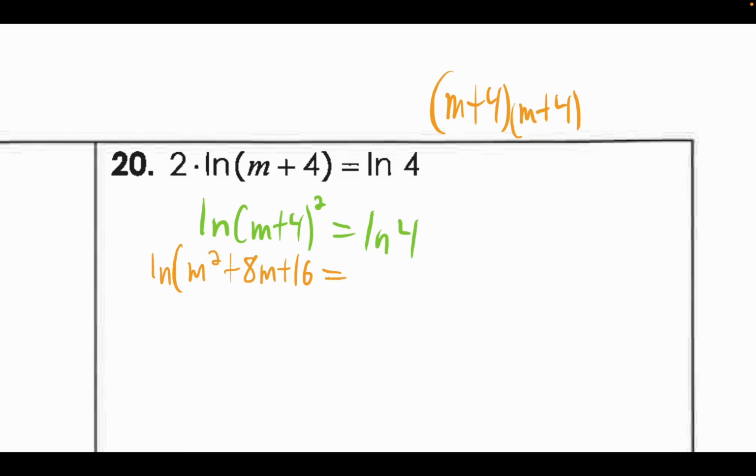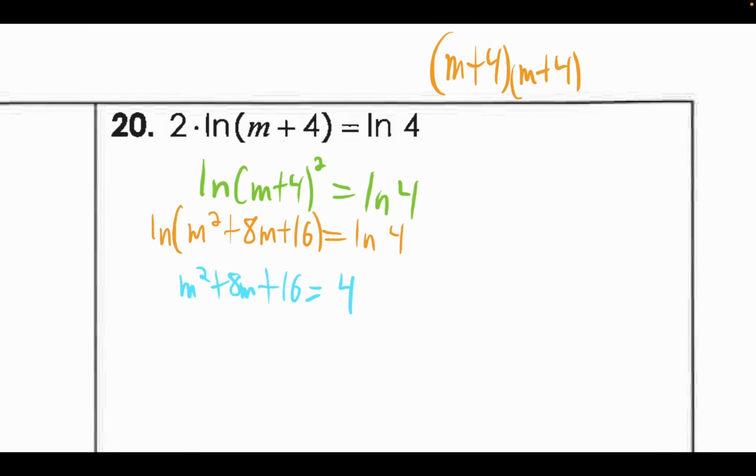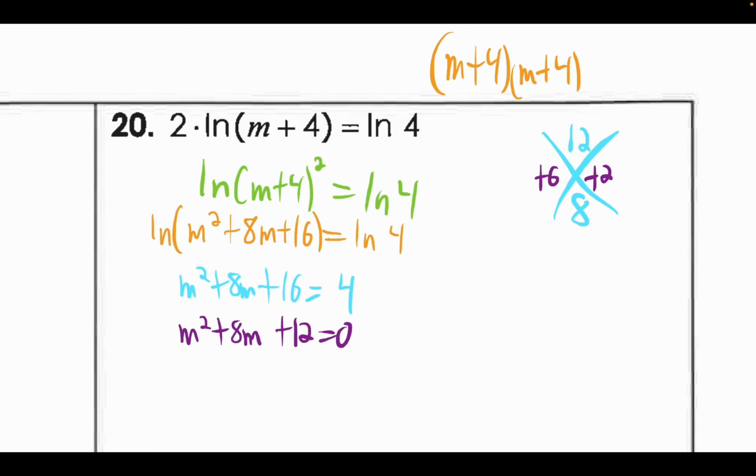So it's natural log of all of that equals natural log of 4. And so now I can drop the natural logs and do m squared plus 8m plus 16 equals 4. And so now since I have an exponent of 2, I set everything equal to 0 and move it toward that exponent of 2. And so I'm going to have m squared plus 8m plus 12 as I subtract 4 equals 0. And if I go ahead and make the X here, and I do 12 at the top, 12 times 1, and 8 at the bottom, I have positive 6, positive 2 to do the trick.